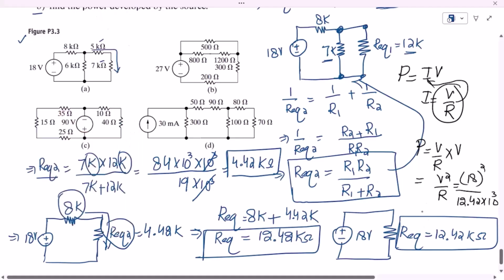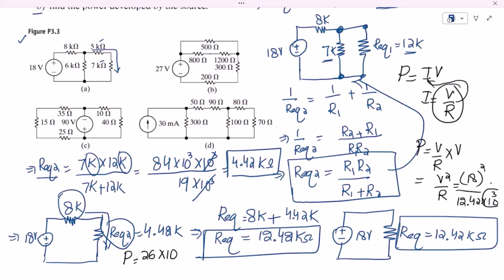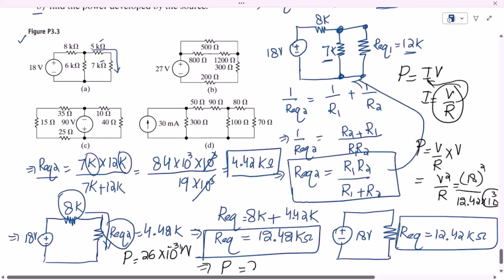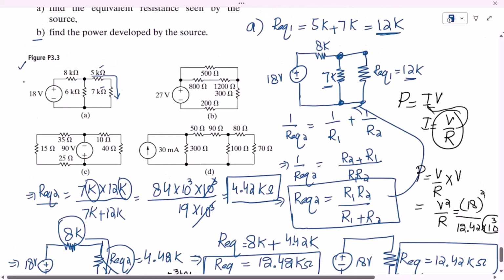So this is basically the power. Let me write here, the power generated by this source is how much? That is 26 into 10 to the power minus 3, because here it is now in the denominator, and when it is moved to the numerator it will be minus 3. It is in watts, or we can write it like P is equal to 26 milliwatts.